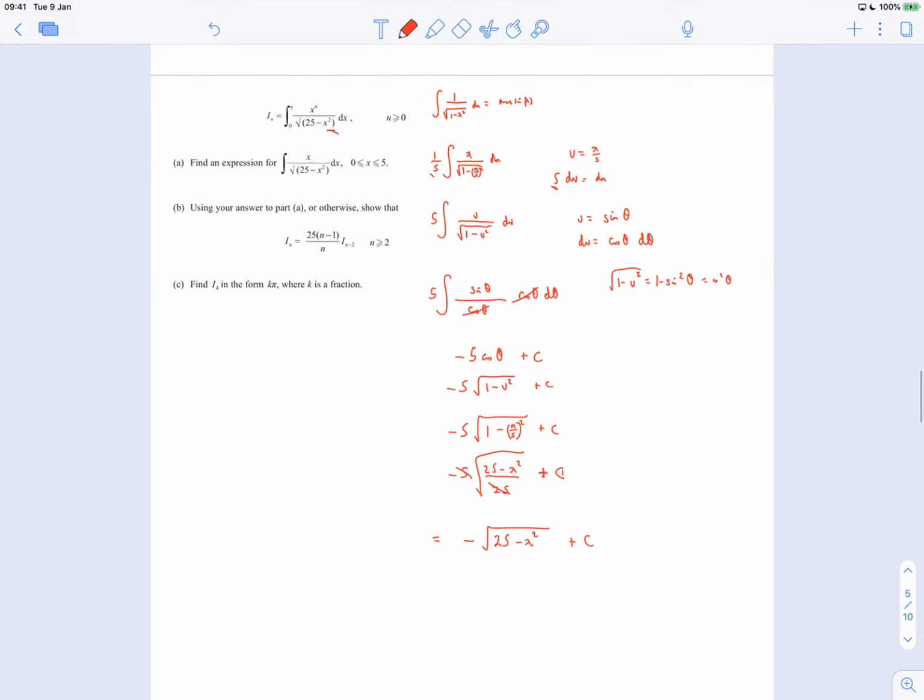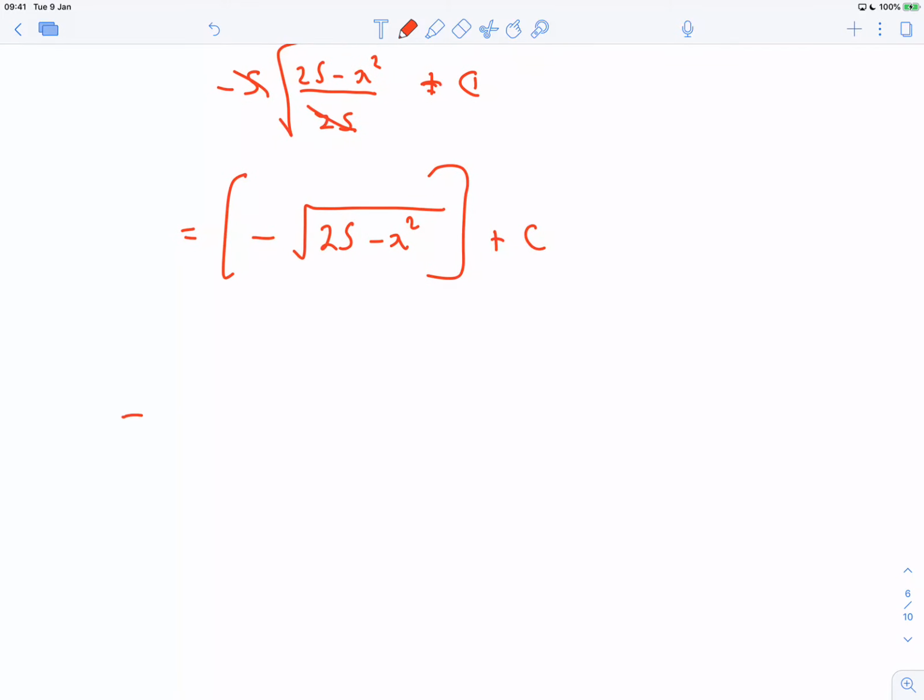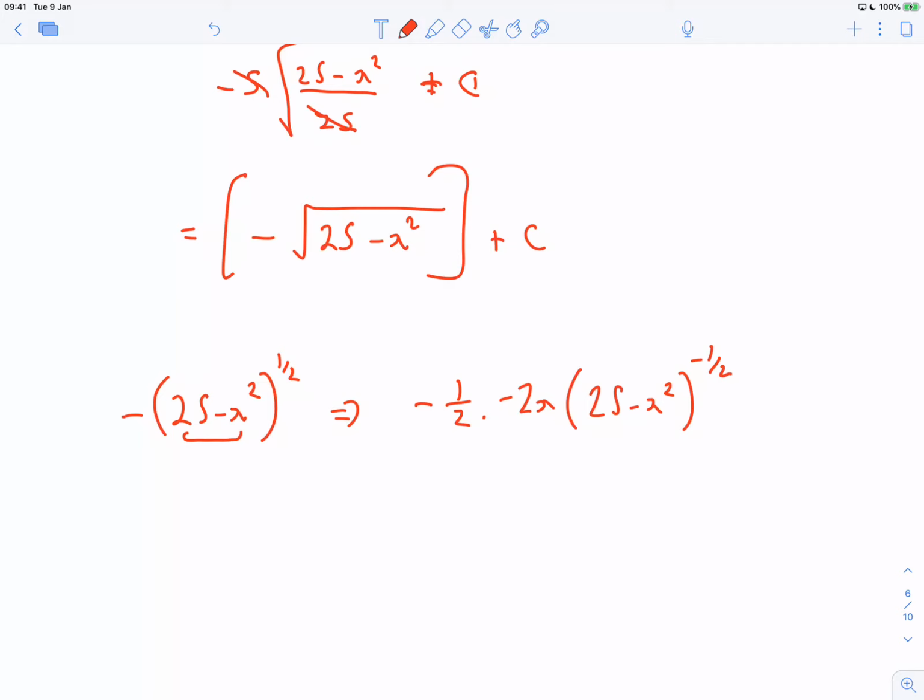And just to make sure everything is okay, I'm going to now differentiate this thing and see if I get back to my integral. So this is actually minus 25 minus x squared to the power of a half. So the first thing I do is I bring the half down, so the half is here, there's still a minus, times by the derivative of the thing in here, so that's going to be times by minus 2x. And then I've got 25 minus x squared, and then I reduce the power by the chain rule. The half and the 2 cancel, the minus and minus cancel, so I've actually got x times this to the minus half, which is x over the square root of 25 minus x squared.